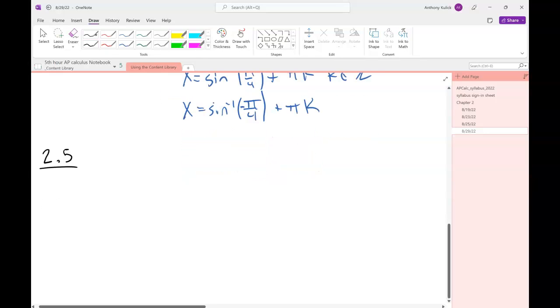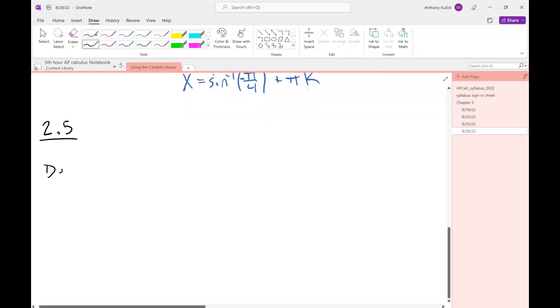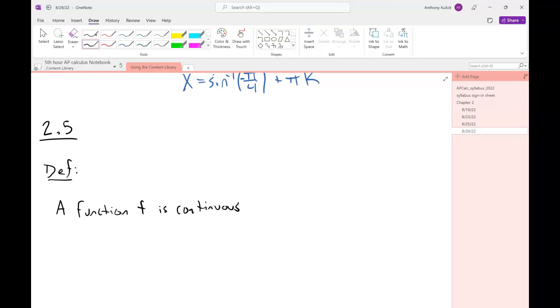So what we're going to be talking about in section 2.5 is continuity. We say that a function is continuous at a number a if the limit as x approaches a of f of x is equal to f of a. So this is like continuous at a point.